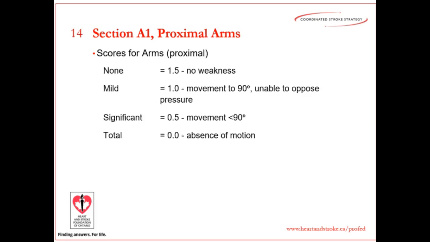you're pressing down. So scoring for that, if there is no weakness at all, they would get a 1.5. If it's mild, okay, they can move it to 90 degrees, but they're not able to oppose the pressure that you're using, they would score a 1.0. And if they're not even able to move the arm to 90 degrees, they would get a 0.5. And if they can't have any movement at all, they would get a 0. Okay.